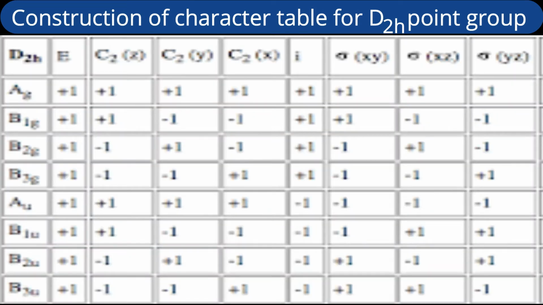Detailed write-up for construction of this character table I am not providing here. It's a homework for you. You have to perform it in your book. For the final answer, what will be the character table that I am representing?